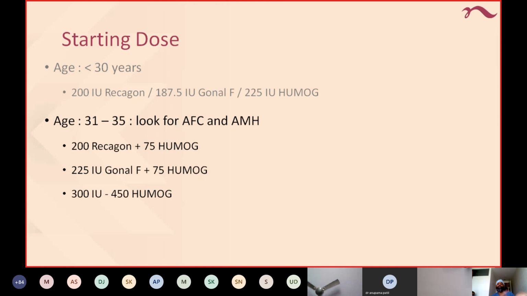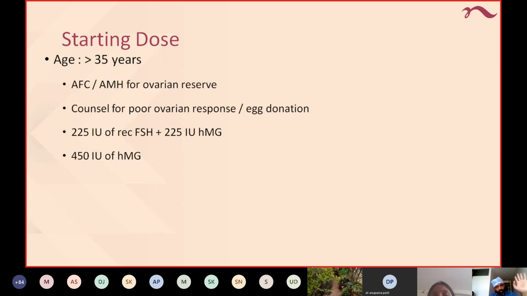If age is 31 to 35, look for antral follicle count and AMH because it's likely that the follicular reserve is low. In them, you can use 200 Recagon with 75 HMG or 225 of Gonalef with 75 Humog, this kind of combination. If you're using HMG alone, between 300 to 450. 450 IU is the maximum. So what's the maximum dose of HMG you can use, you might ask. So 450, like clomiphene citrate, 150 was the maximum. So in HMG, 450 is the maximum. More than that, there is no use.